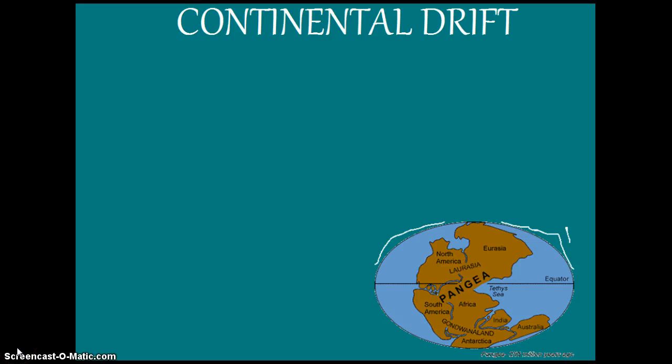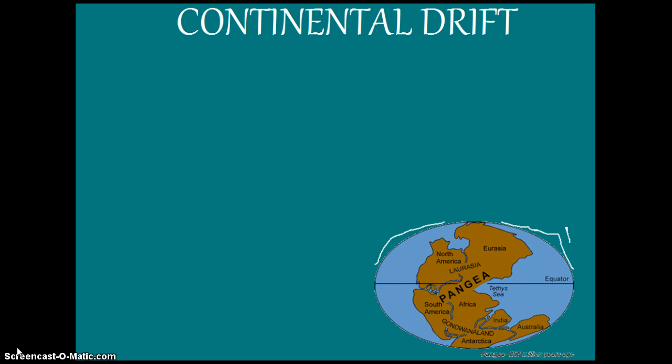So you just got finished learning about the different layers of the Earth. You learned about the different layers based on their chemical composition, which would be the crust, the mantle, and the core. And then you've also learned about the different layers based on their physical composition, which would be the lithosphere, the asthenosphere, the mesosphere, the outer core, and the inner core.